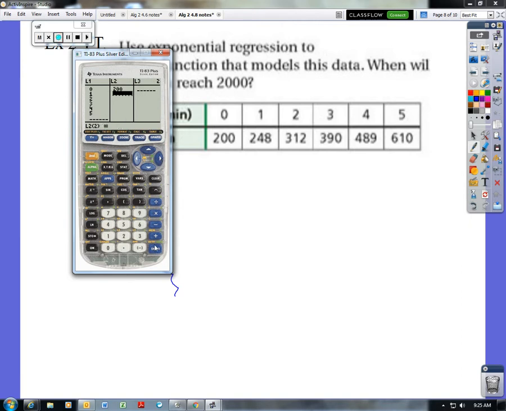200, 248, 312, 390, 489, and 610. Okay, I think I'll go ahead and set my window while I'm at it. I just feel like doing that right now. -1 to 6 will work well. We don't need to go up to 3,000. We could go up to, well, say 500, 600, 700. How about that?